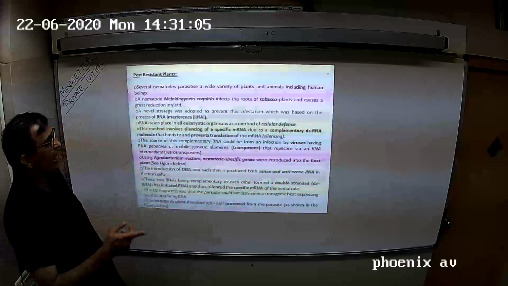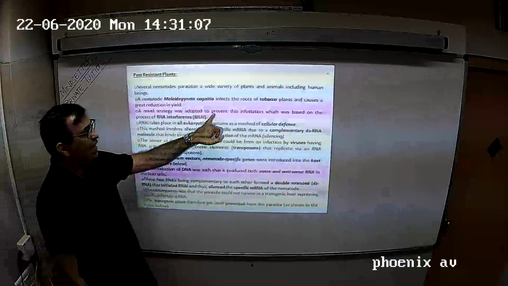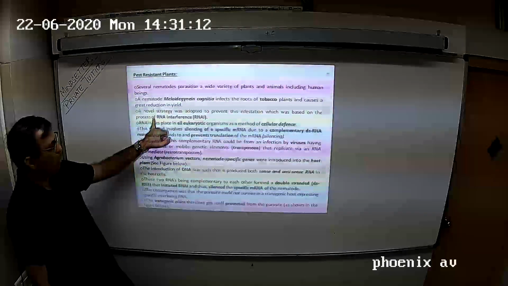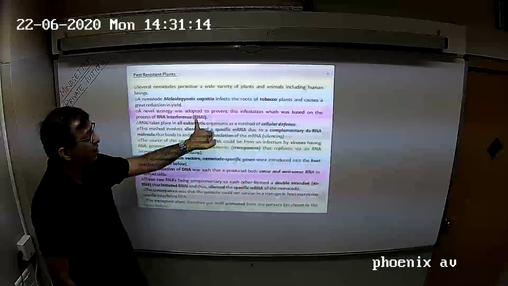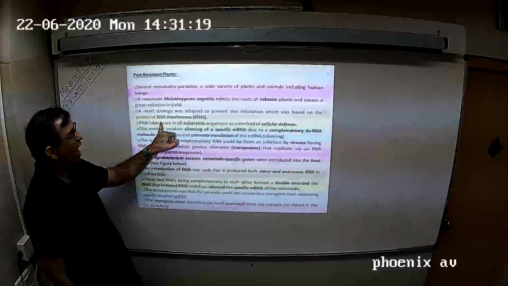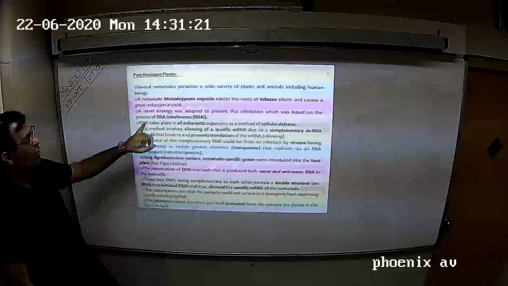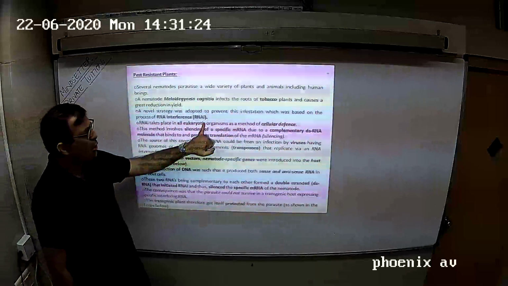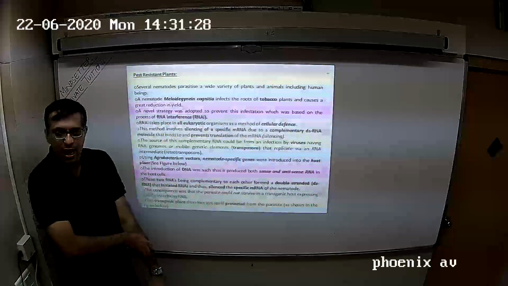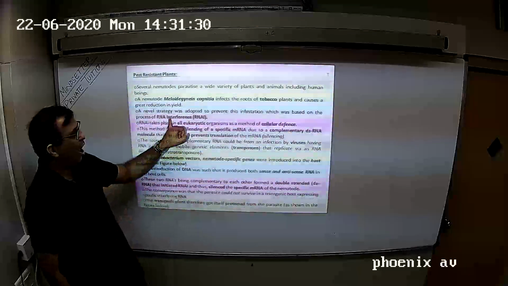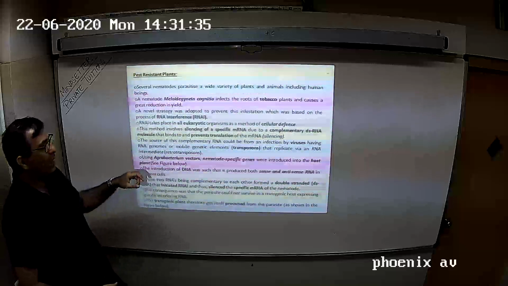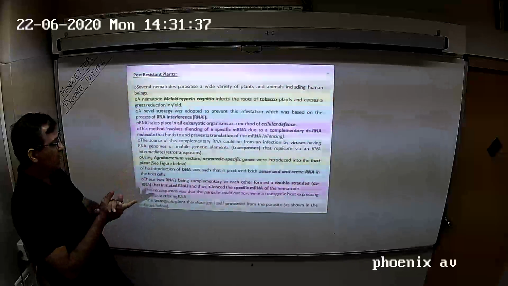So sir, for this, a novel strategy was adopted to prevent this infestation, which is based on the process of RNA interference, RNAi, which is taking place in all eukaryotic organisms as a method of cellular defense. In eukaryotes, RNA interference is a cellular defense mechanism. Now, what is the meaning of this?